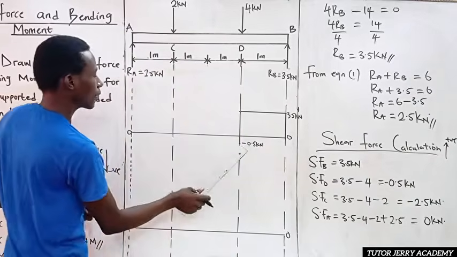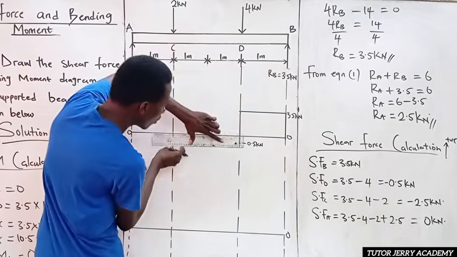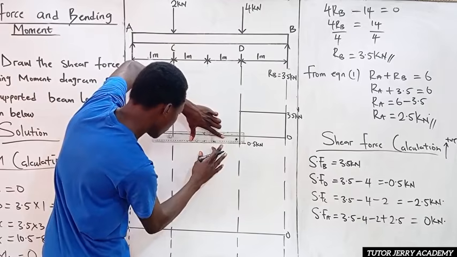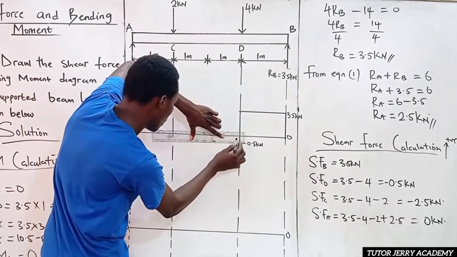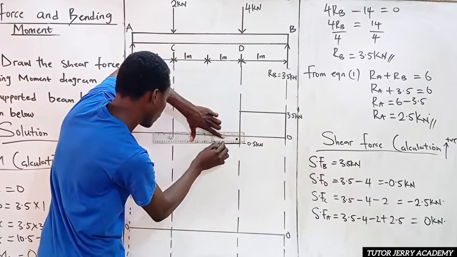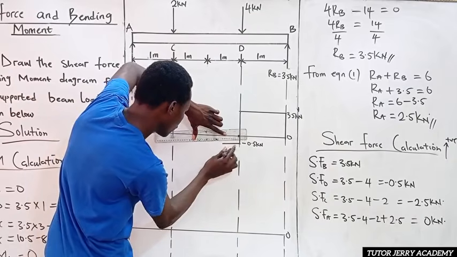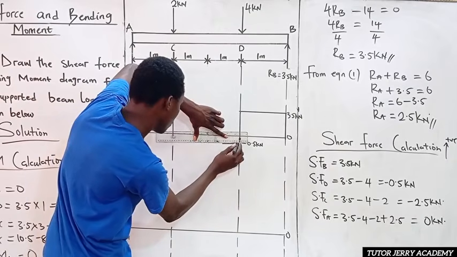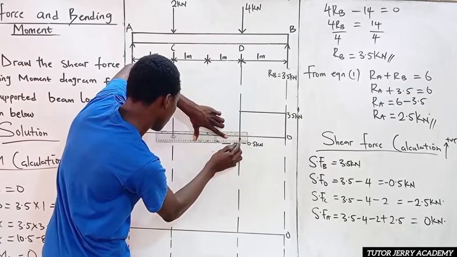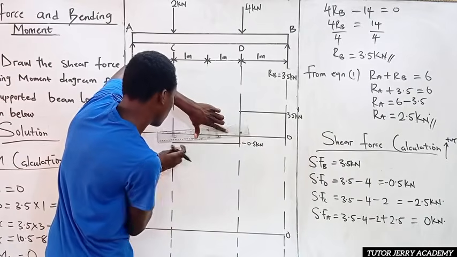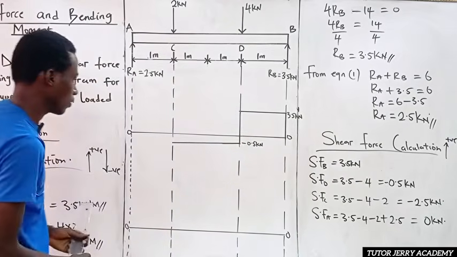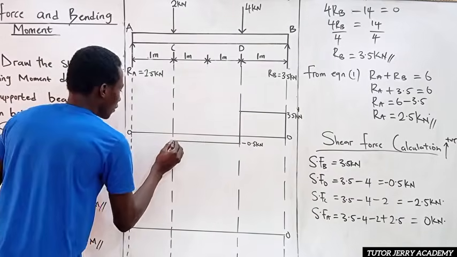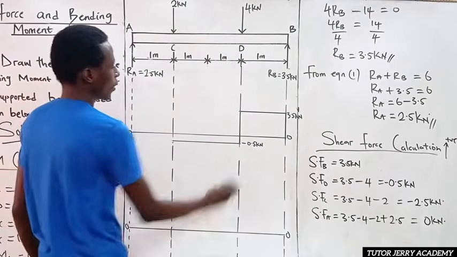Similarly, from this point to this point, there is no load, so it remains constant. We have this to be a straight line. This line we have here is minus 0.5.